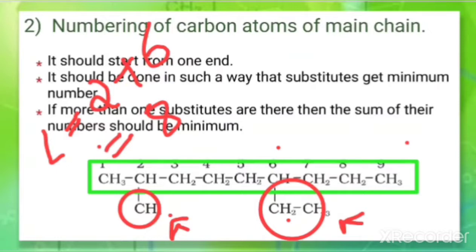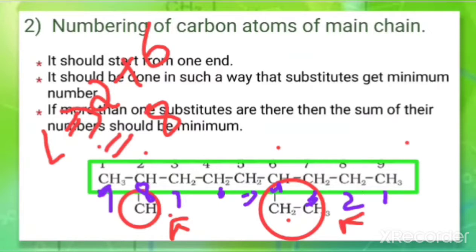If more than one substituent is there, make a trial from one end. Like we have tried from the left side, numbered, and made the sum of the positions of the substituents: methyl is on the second position and ethyl is on the sixth position, so the sum is 8. But if we number from the next side, the right hand side, this is the first carbon, second, third, fourth, fifth, sixth, 7, 8 and 9. When we number this one, we get it in this way.